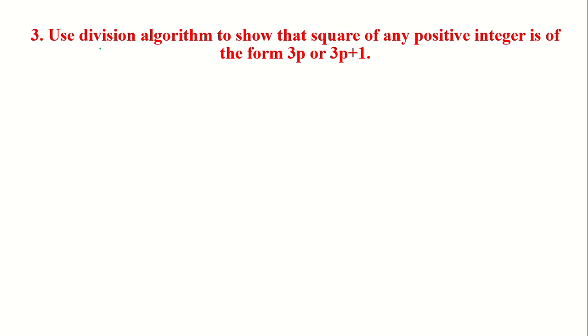we'll look at the third solution. It is similar to the second one, but the concept is a little different from the second question. So let's see what is in the third question. The third question is: use the division algorithm to show that the square of any positive integer is of the form 3p or 3p plus 1. Here they are mentioning the square of any positive integer. So let's move to the solution.